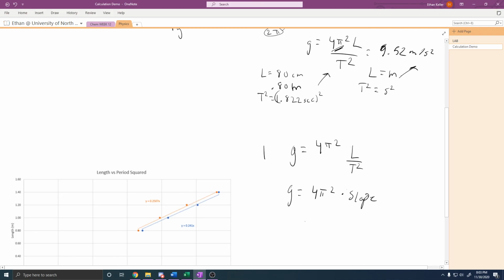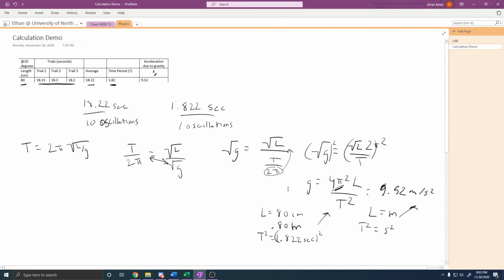So in this case, let's just use the bottom one, for example. g would equal 4 pi squared times 0.241. I believe that comes out to something like 9.5 meters per second squared. So yeah, that's how we completed the lab and did all the calculations. Thank you very much.